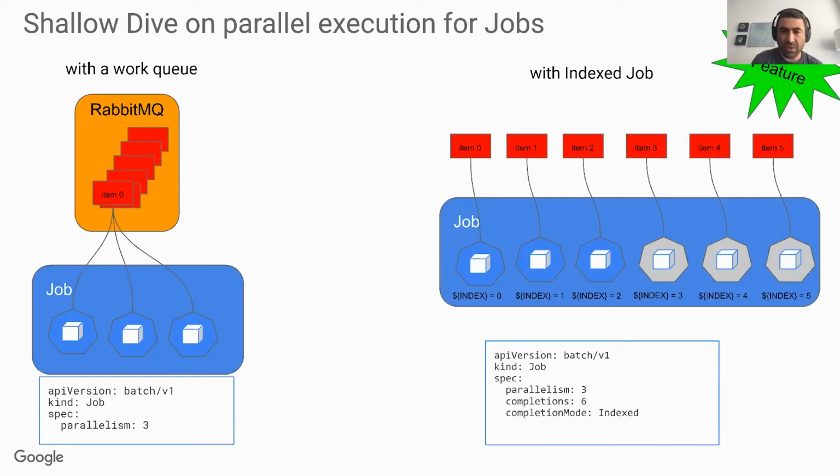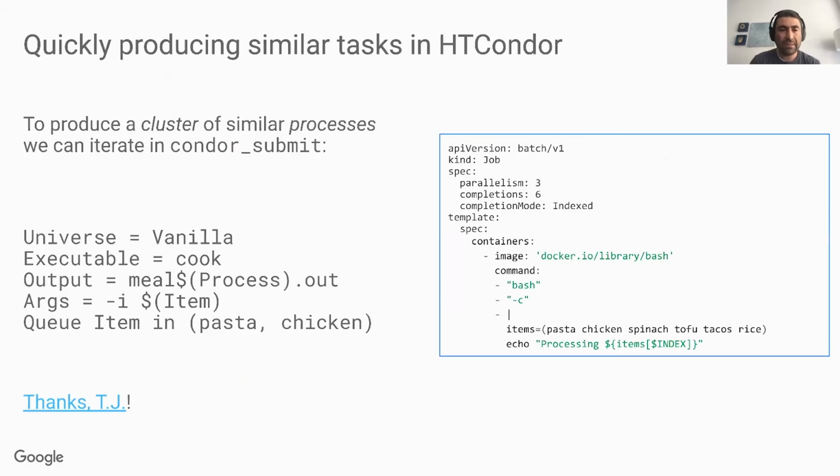Now the new feature we introduced with index job, this is all statically partitioned. Each pod that the job controller creates will have an environment variable with a unique index. And so each pod that runs knows implicitly which work item it needs to work on. Next slide. And we can do something similar with HTCondor using queue item in. So here I'm showing how we can do something similar with HTCondor, similar semantics to the index job.